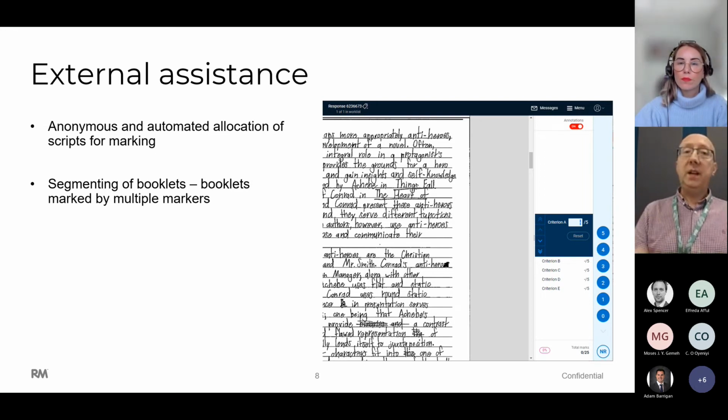The other thing that we can then do is to break the booklet up into chunks or segments, with different markers marking different parts. Again, that can make a big difference in reducing bias, but also ensuring that candidates get fair marking of their exams.